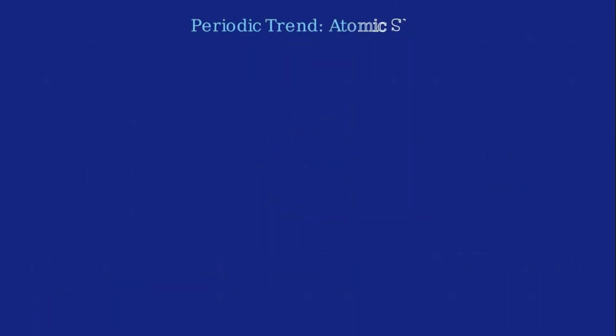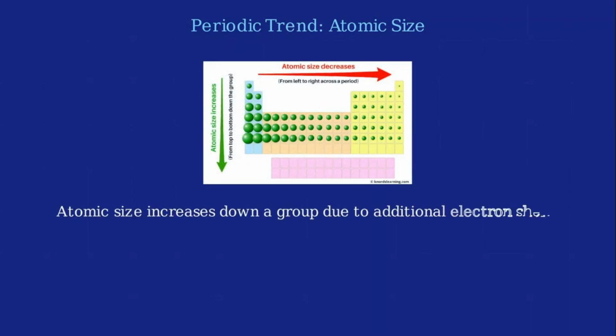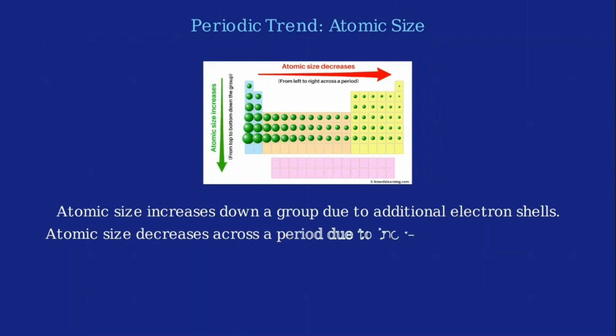Atomic size is a key periodic trend that follows predictable patterns. As we move down a group, atoms get larger because we're adding new electron shells. Moving across a period, atoms get smaller as the stronger nuclear charge pulls electrons closer to the nucleus.